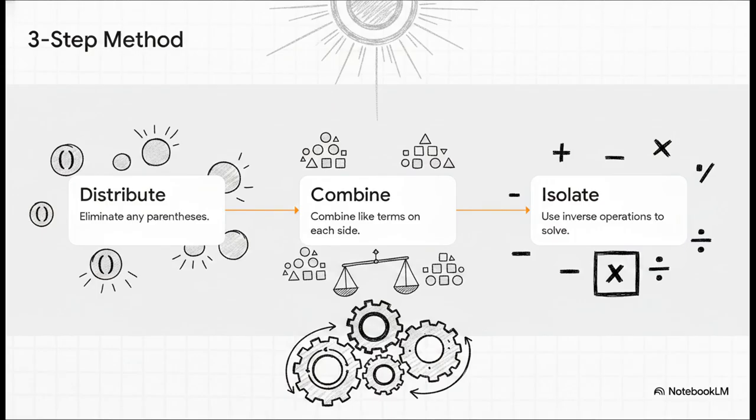Step 1, distribute if there are parentheses. Just knock those out first. Step 2, combine like terms on each side of the equation. Clean up your piles. Step 3, use inverse operations, adding, subtracting, multiplying, or dividing, to isolate the variable and find your answer. This brilliantly illustrates that concept of divine order we just talked about. Step 1, Step 2, Step 3. It's clear, it's structured, and it brings peace to the chaos.